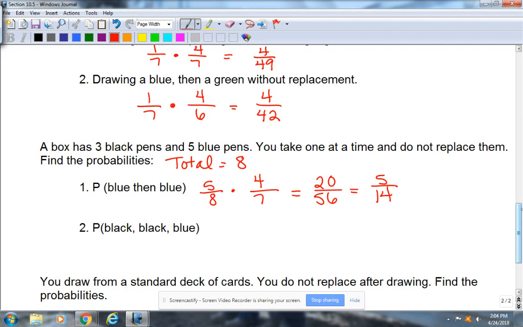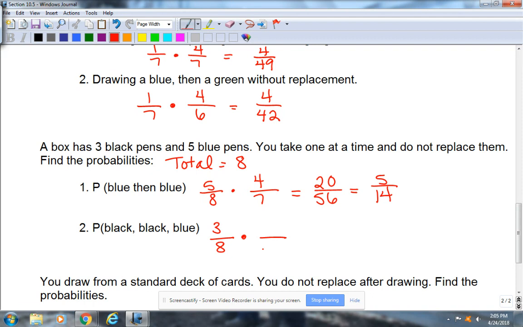So what's the probability? Starting over, I still have 8 in the box. That's my first denominator. What's the probability that the first one I get is black? 3 over 8. Here we go, I get my black pen. My probability that I get a black pen on the first try is 3 out of 8. I keep my black pen out. So now how many total pens are in the box?